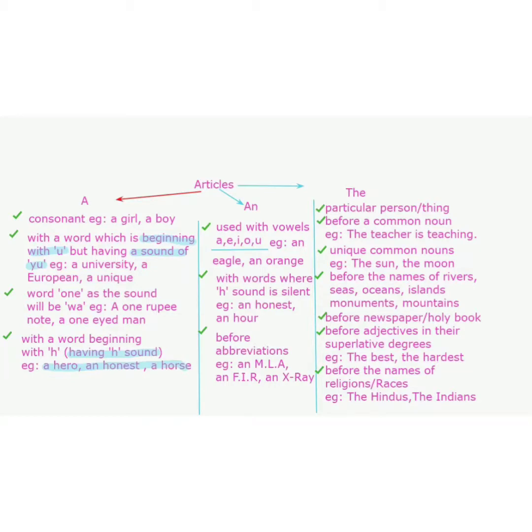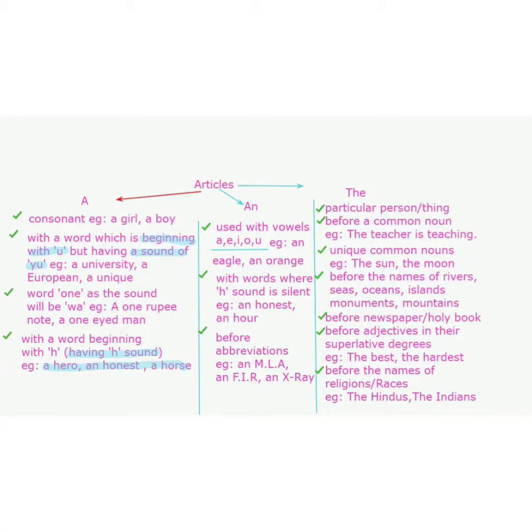Whenever we are talking about the name of a newspaper or maybe a holy book, for example, the Bible, the Quran, the Bhagavad Gita, all these holy books, whenever we use the name, we will always use the. Next, whenever we talk about the superlative degree of the adjective, then we use the. For example, the best, the hardest. He is the best runner in the entire class. So, the will be used here. Next, whenever we are talking about some religions or some races, for example, the Hindus, the Muslims, at that point also we will use the.